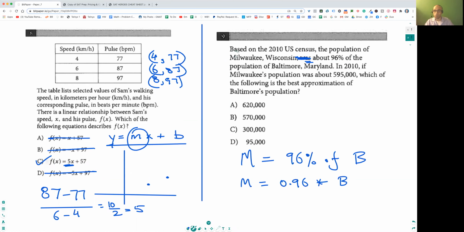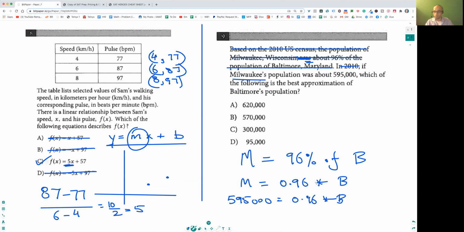And now, what do you do? This, you just cancel it out, okay? This part is done. It's useless. It's no longer important to us. Now, the same in 2010, we're still talking about 2010. If M's population is 595,000, you're going to put 595,000 is equal to 0.96 times B, right?